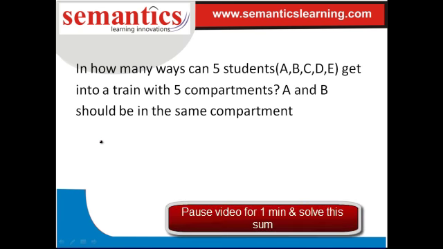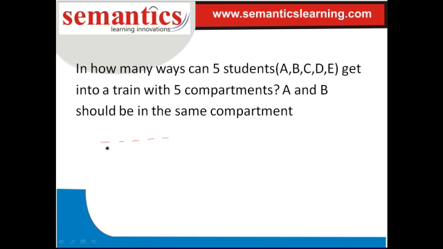Okay, now pause the video and try out this sum. So 5 students, 5 compartments, A and B should be in the same compartment. So 5 dashes. Now the first guy can go in 5 ways. B has to go into the same compartment where A is, so he can go only one way. So that's 1.